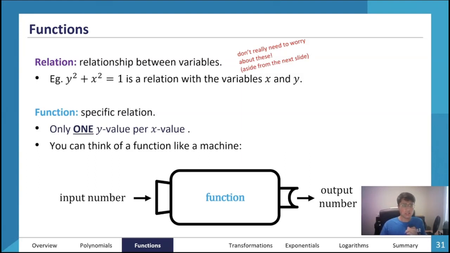A function is a specific type of relation, so it's a subset of relations where only one y value exists per x value. So if you plug in an x value to a function, you're only going to get one y value out. Whereas with a relation, it can take that x value to more than one y value. It helps to think of it like a machine. So we have a machine here, we put in an input number, and we get one single output.